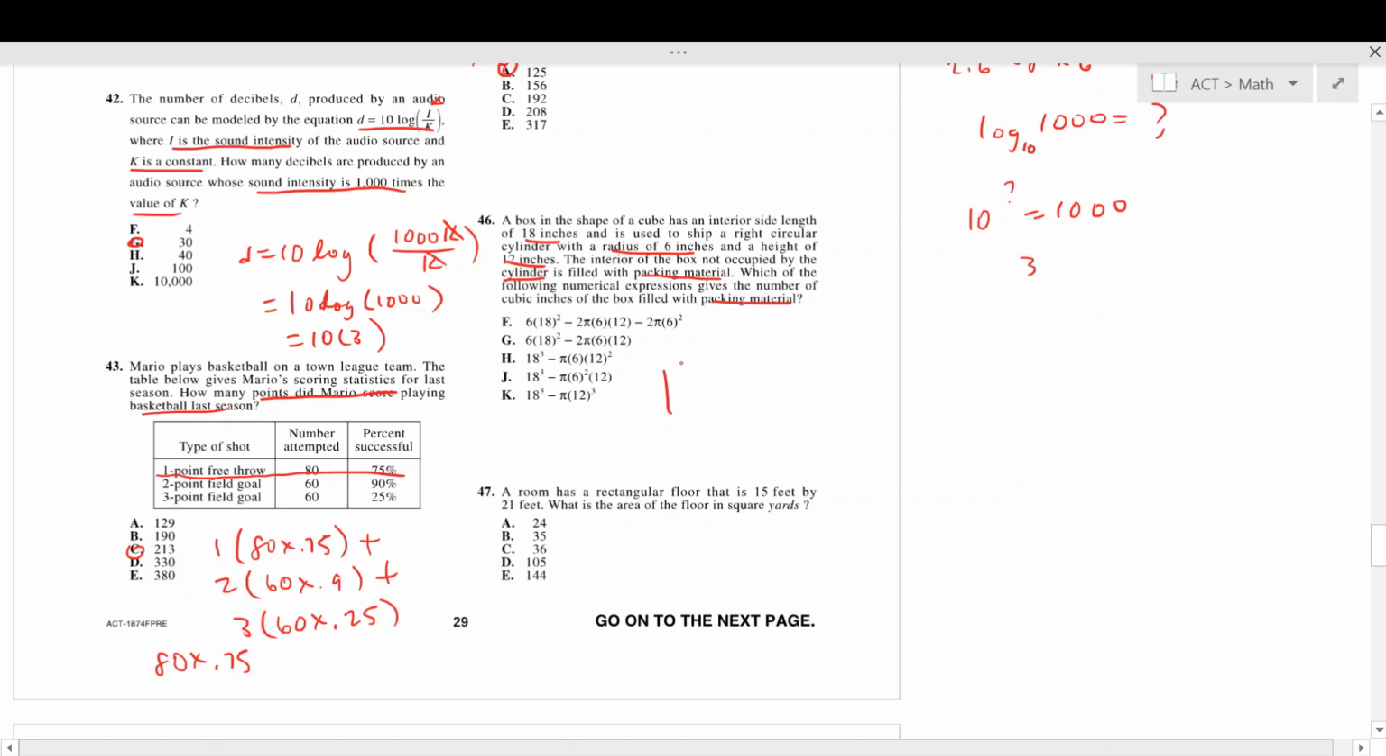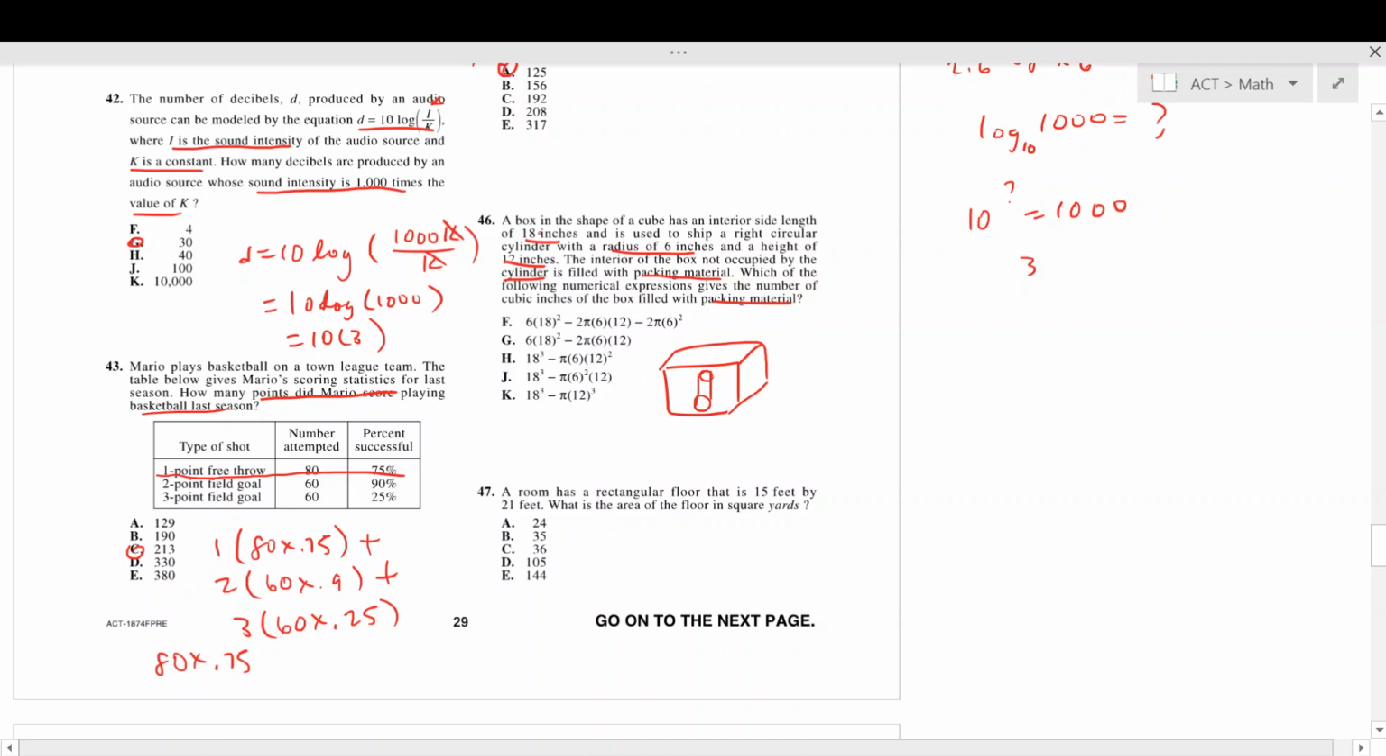Right, so let's draw it out. I probably wouldn't draw it out on the actual test, but for purposes of this video, I guess I'll draw it. And the cylinder is inside the cube. Really bad drawing, but it'll do. So all of this volume is packing material. So from this drawing, we can reason that if we do the volume of the cube minus the volume of the cylinder, that's going to give us the volume of the packing material, right?